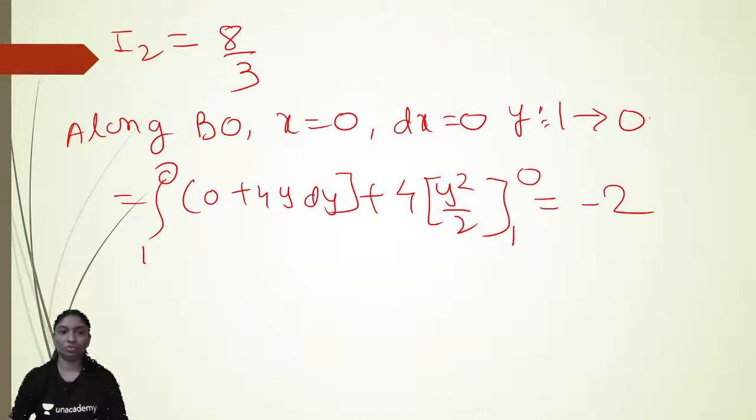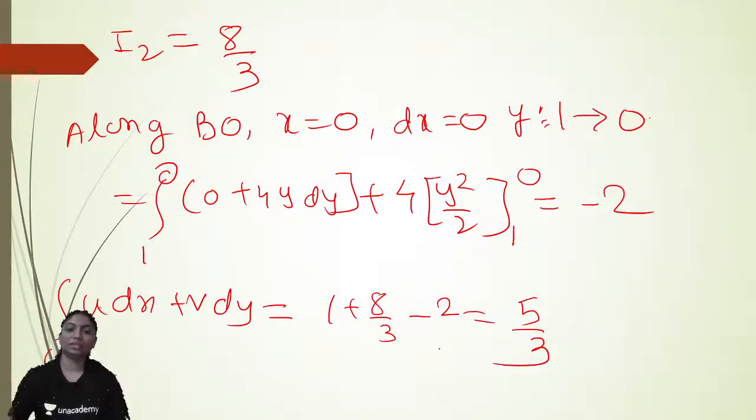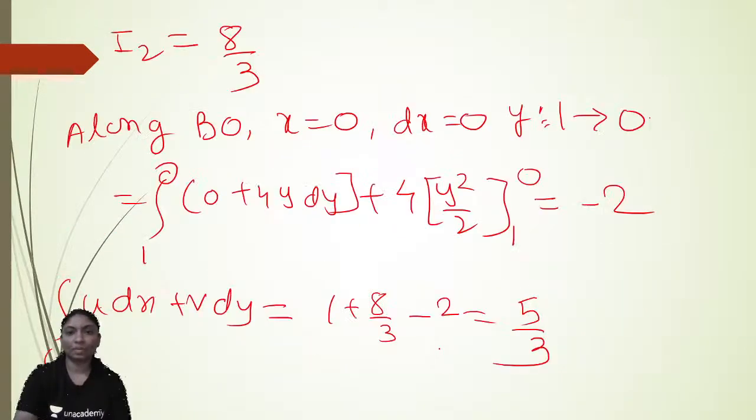So minus 2. So total line integral of f bar dot dr bar, the closed integral of u dx plus v dy, is equal to along OA plus along AB plus along BO. So ultimately you will get 1 plus 8 by 3 minus 2 equal to 5 by 3. Your final answer is I1 plus I2 plus I3 is equal to 5 by 3.